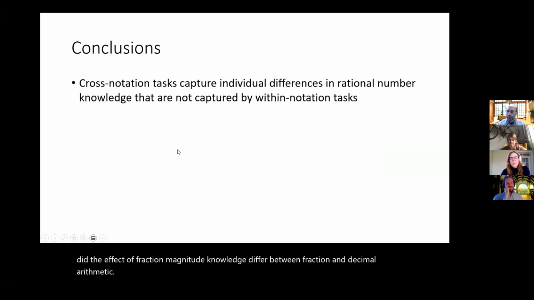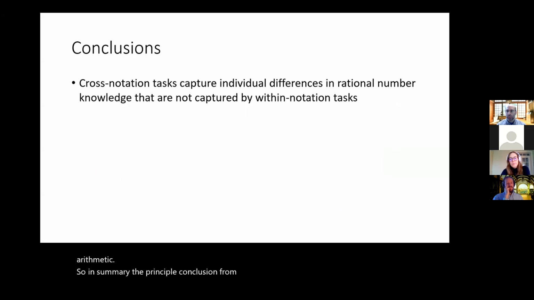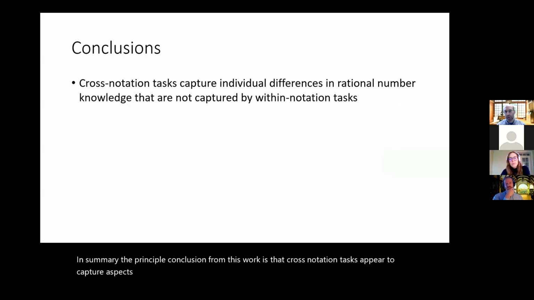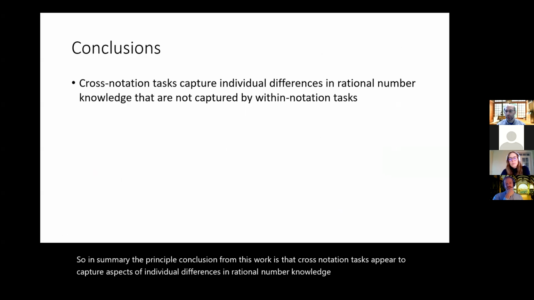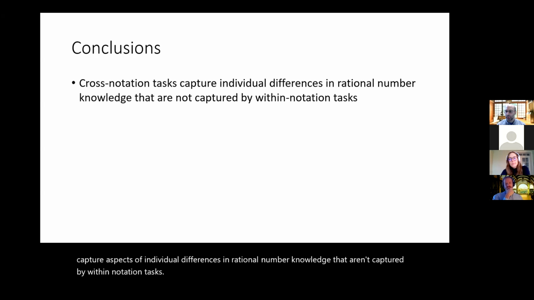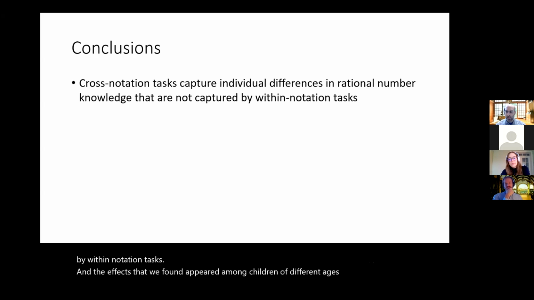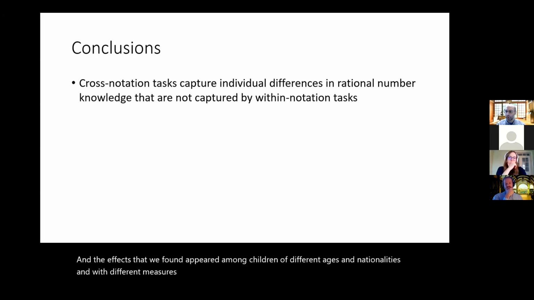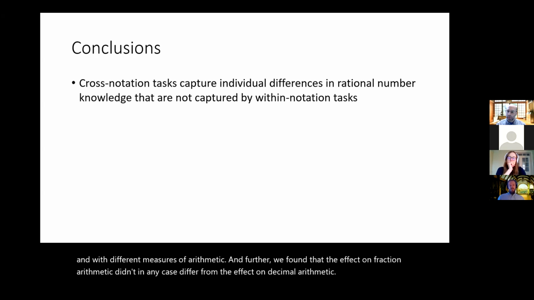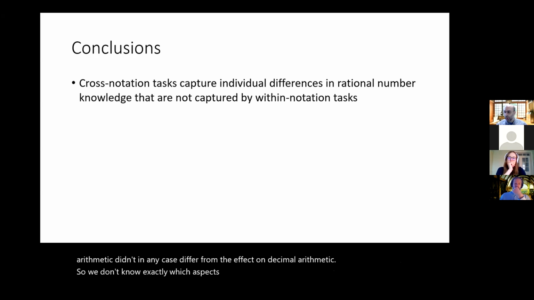So in summary, the principal conclusion from this work is that cross-notation tasks appear to capture aspects of individual differences in rational number knowledge that aren't captured by within-notation tasks. And the effects that we found appeared among children of different ages and nationalities and with different measures of arithmetic. And further, we found that the effect on fraction arithmetic didn't in any case differ from the effect on decimal arithmetic. So we don't know exactly which aspects of rational number knowledge are especially well captured by cross-notation tasks, but I'd like to propose two possibilities here.